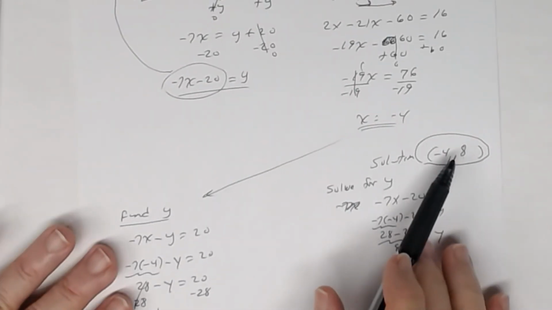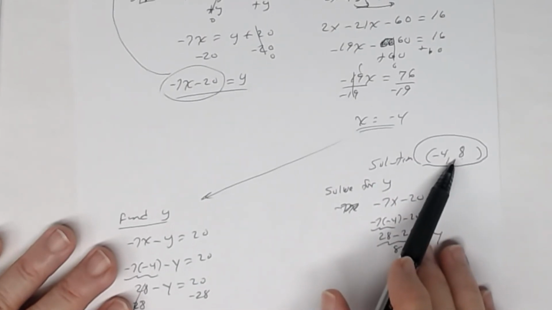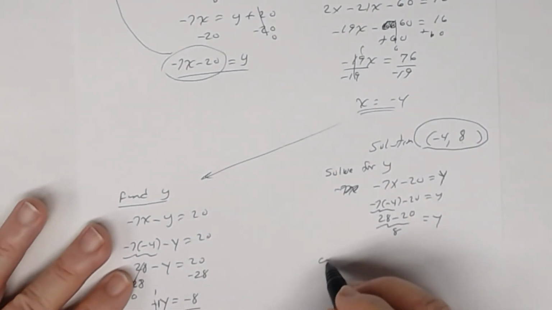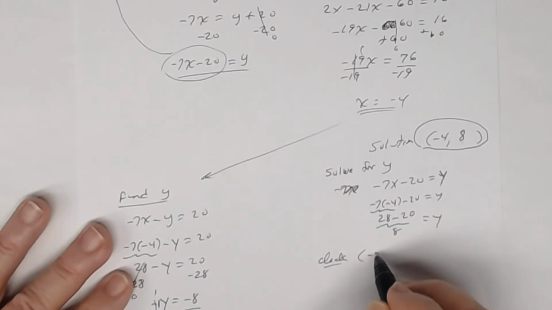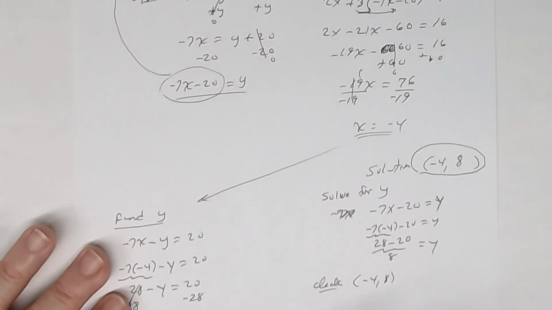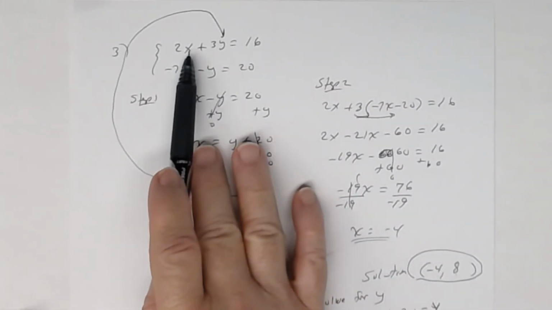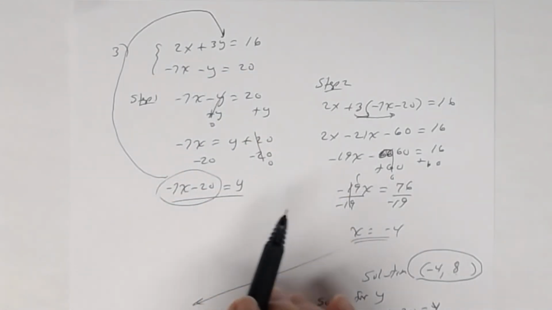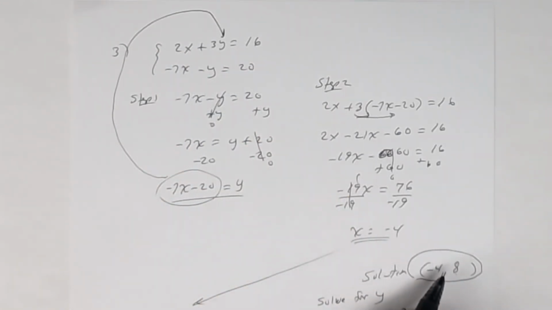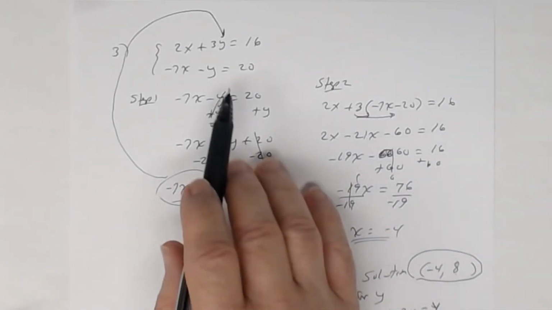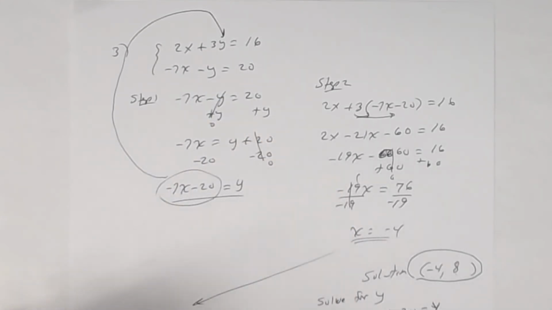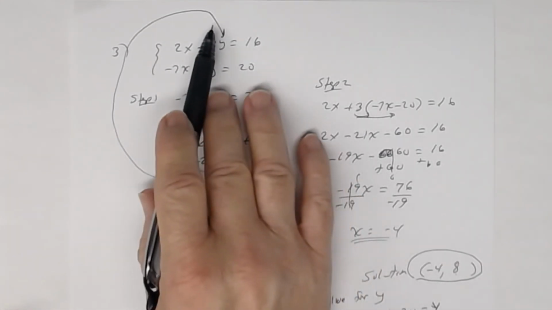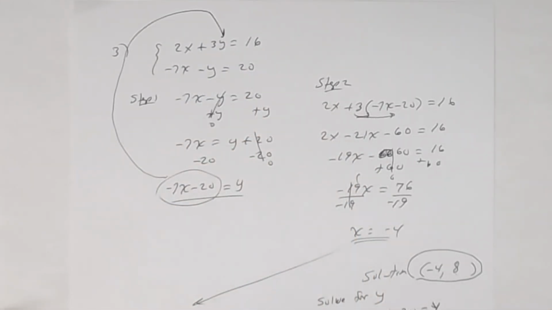Now remember, since those are integers, it's so easy to check. So let's check our answer. You must go back to the original equations. The first equation is 2x plus 3y equals 16. What you found is that this point will make both equations true at the same time, meaning that if you graph it, that's where the two lines intersect.